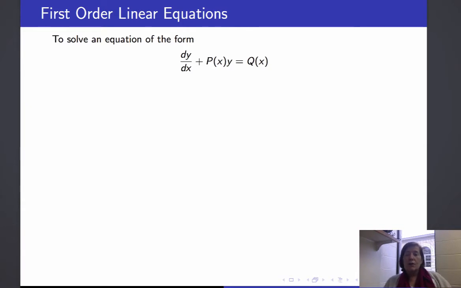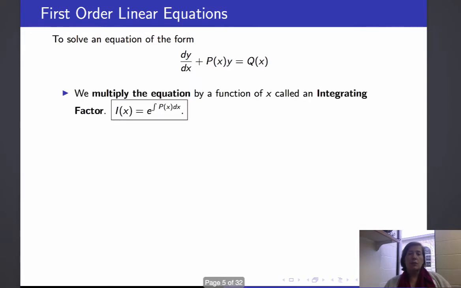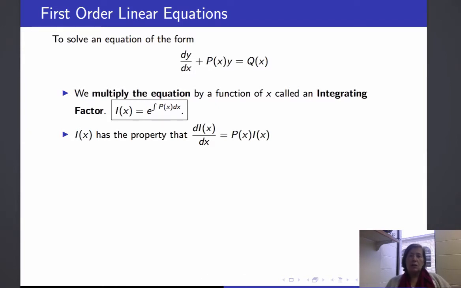Now there's a standard method to solve these first order linear differential equations. First, we put the equation in standard form: dy/dx plus p of x times y is equal to q of x, and then we multiply the equation by a function of x which is called an integrating factor. That function we're going to call I of x, and it's equal to e to the power of the integral of p of x dx. The reason for creating such a complicated looking function will become obvious when you see what it does.